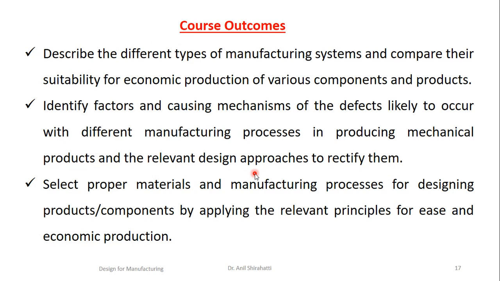Now at the end of the course, you can describe the different types of manufacturing systems and compare their suitability for economic production of various components and products, identify factors and causing mechanisms of defects likely to occur with different manufacturing processes in producing mechanical products and the relevant design approach to rectify them. Select a proper material and manufacturing process for designing the product and component by applying relevant principles for ease and economic production. So what it means is, let's say I have designed one X product. When you go through all these modules, you will come to know which method I can use.